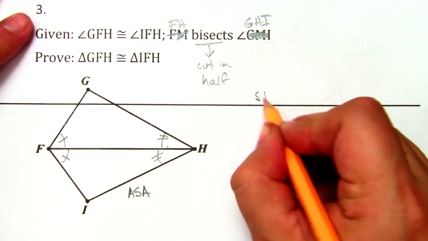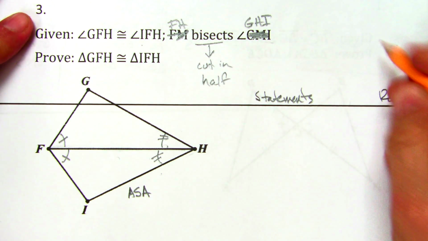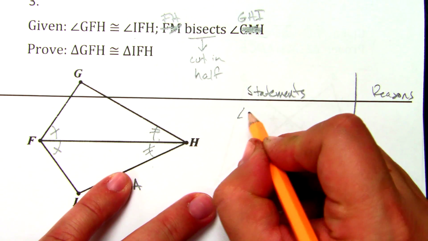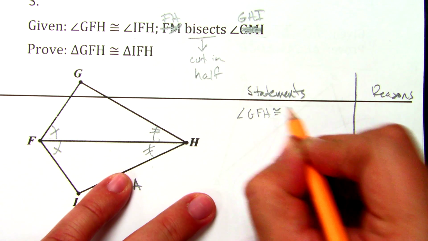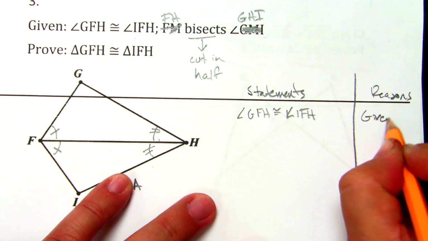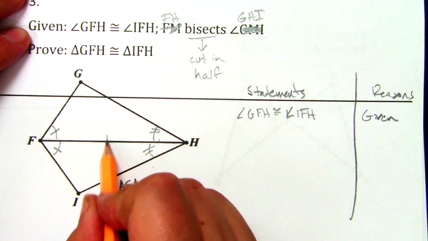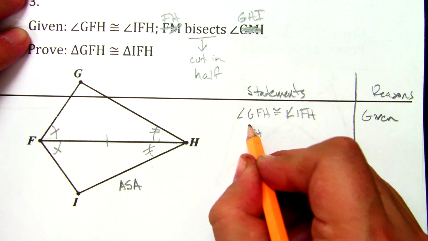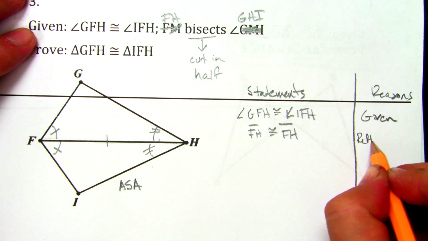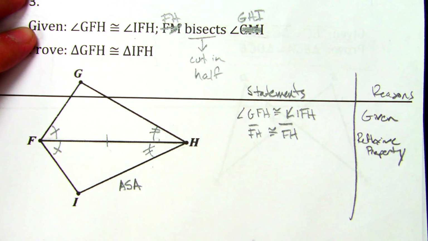This time I'm actually going to write my statements and reasons. I'm going to write it like I've got my two columns. So the first thing I've got, well, what do I know? I know angle GFH is congruent to angle IFH. That's given. Another thing I got, FH here is congruent to itself, right? So FH is congruent to FH. And that, again, is called the reflexive property. Everything is congruent to itself.